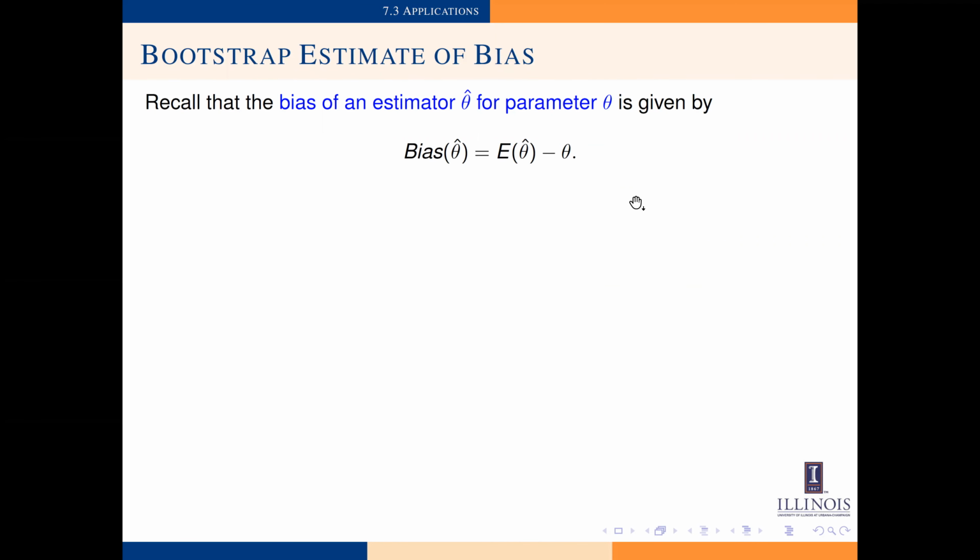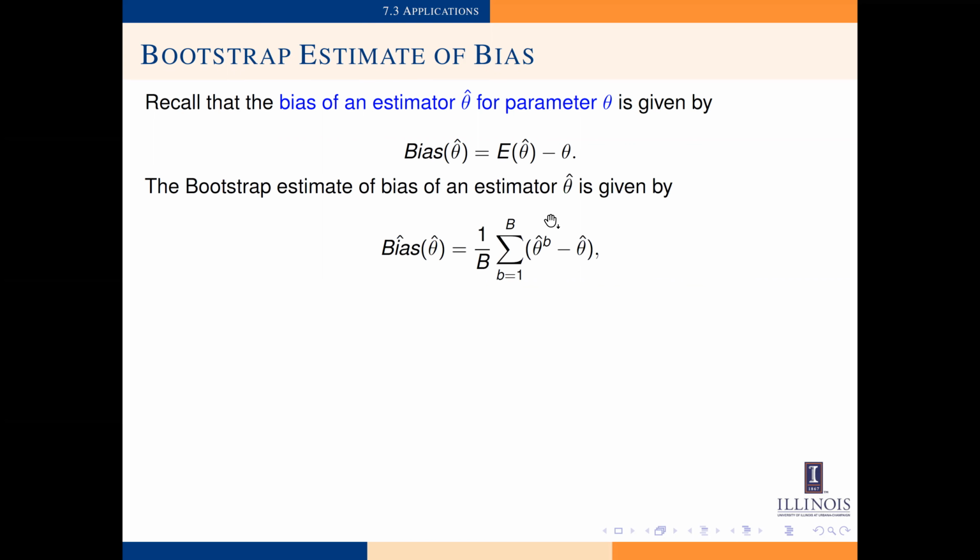Recall that the bias of an estimator theta hat for a parameter theta is given by the difference between the expectation of theta hat and the true value of theta. The Bootstrap estimate of bias for an estimator theta hat is given by bias hat, which is equal to the mean of theta hat b minus theta hat across the total of large B Bootstrap replications.